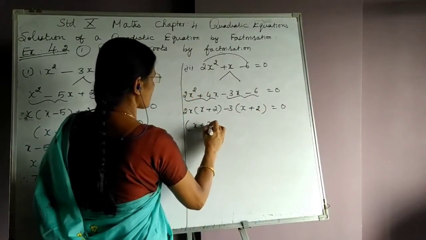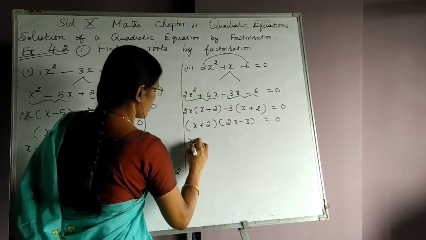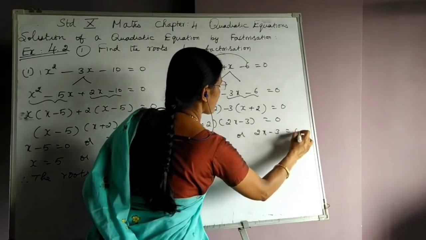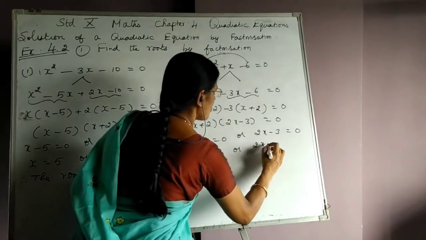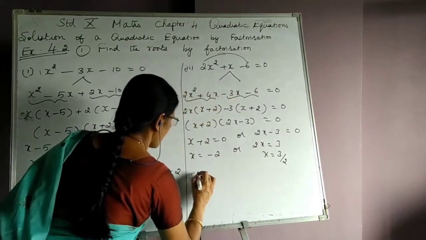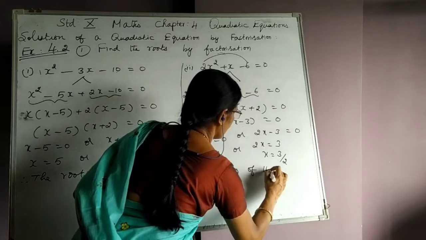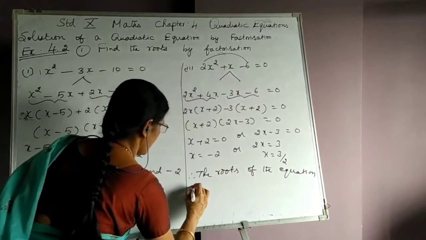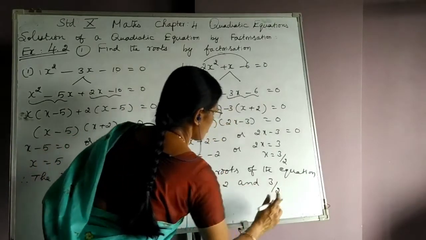So it is x plus 2 into 2x minus 3 equal to 0. So x plus 2 equal to 0 or 2x minus 3 equal to 0. Therefore x equal to minus 2 or 2x equal to 3, x is equal to 3 upon 2. Therefore the roots of the equation are minus 2 and 3 upon 2.